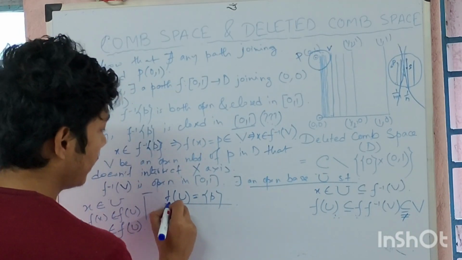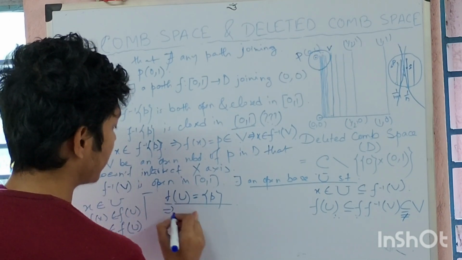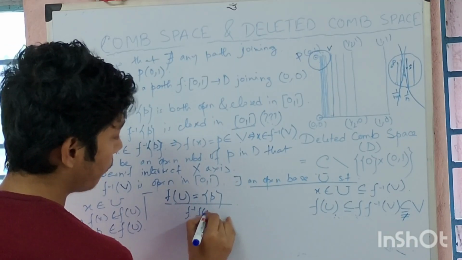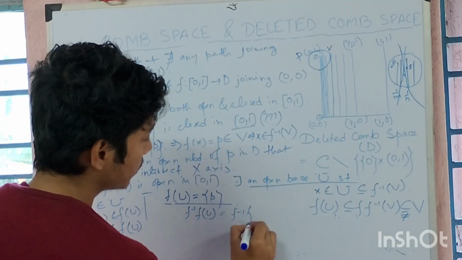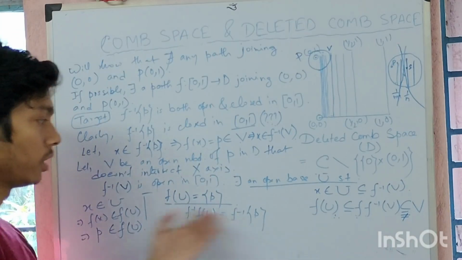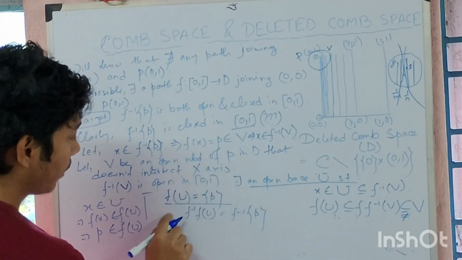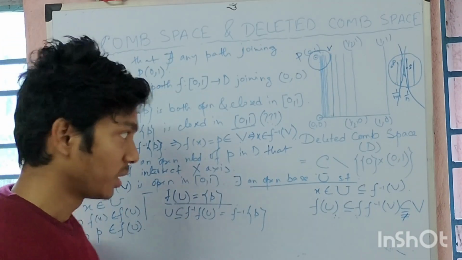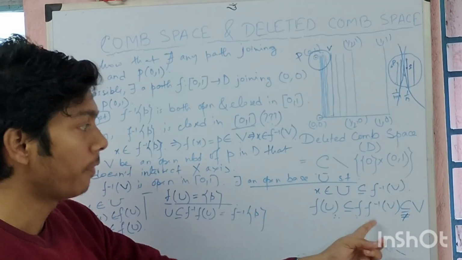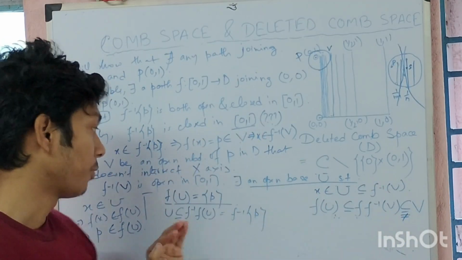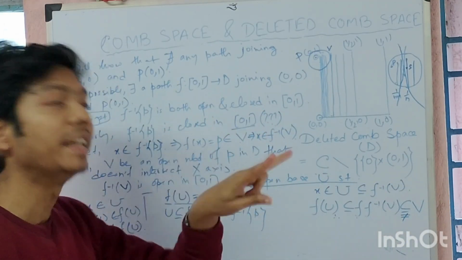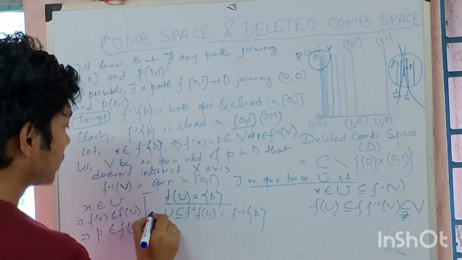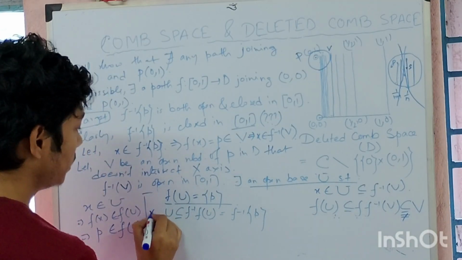From here I can say that F inverse of F(U) equals F inverse of P. Correct? Because both are the same, so the inverse will be the same. And F inverse of F(U) is basically a superset of U, not equal to. F of F inverse V is a subset of V, and F inverse F of U is a superset of U. These two are very important things in topology. And here x belongs to U.